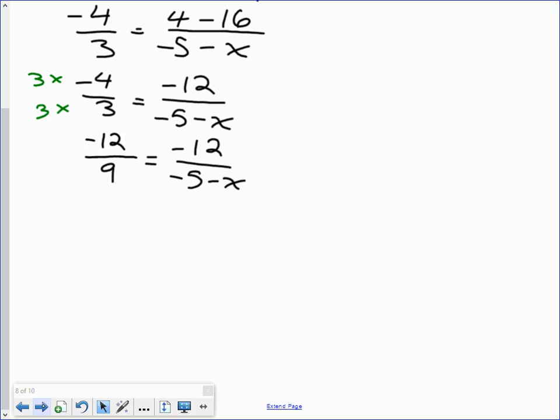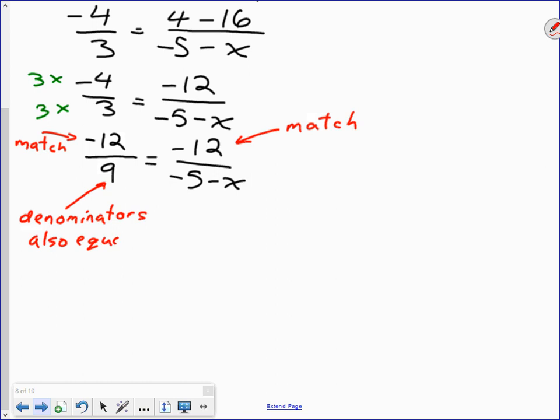So we've gotten this now so that the two numerators match up. If the numerators match up and are equal to each other, then that means the denominators must also be equal. Okay. So if the denominators are equal, that means that 9 has to equal -5 minus x. It's like you can split this into two little equations. There's the equation between the two numerators, -12 equals -12, and the equation with the two denominators, 9 equals -5 minus x. But you can only do this if these two numerators match up with each other.